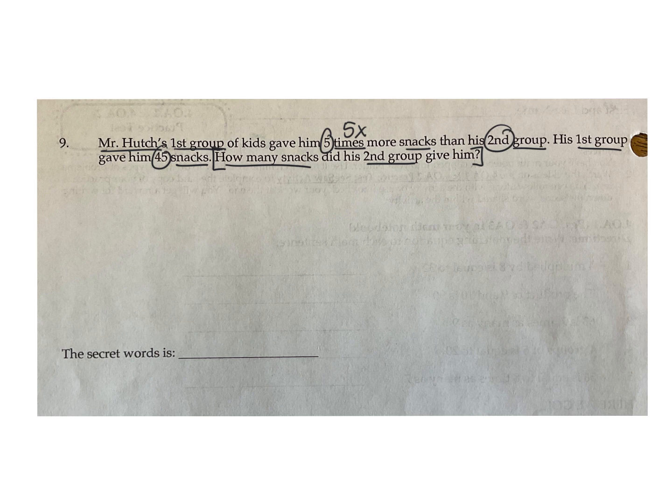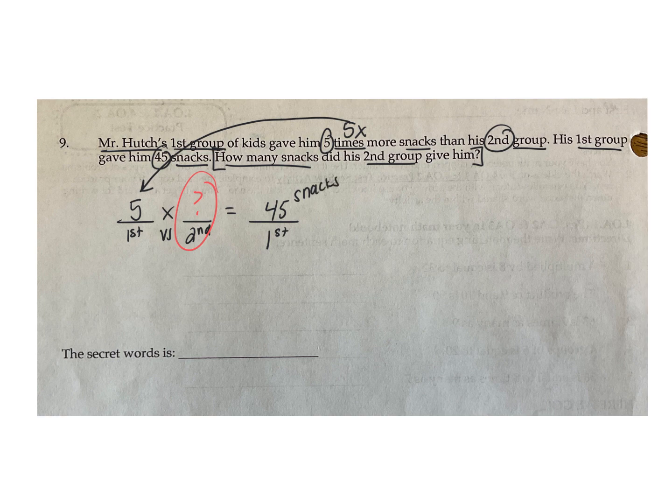Let's set up our equation. Something times something equals something. And we know how many times goes first. His first group gave him 5 times as many. So we're going to say that's the first group versus his second group. And we know how many his first group gave him. We do not know how many snacks his second group gave him, so we have to put a variable in for that factor. But we do know that his first group gave him 45 snacks.